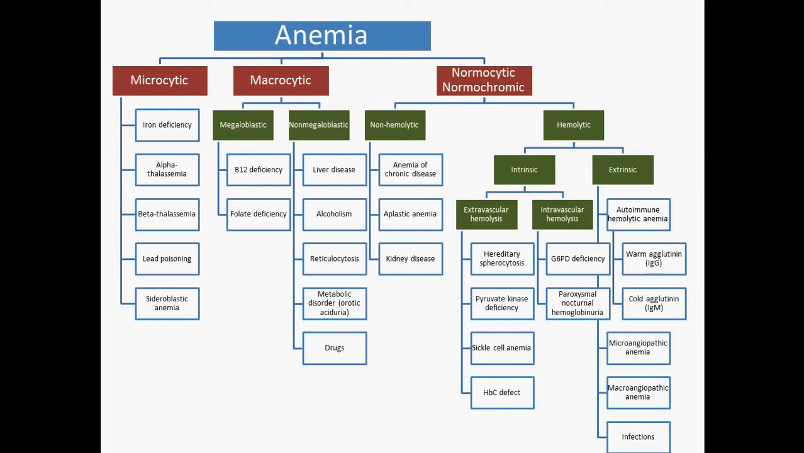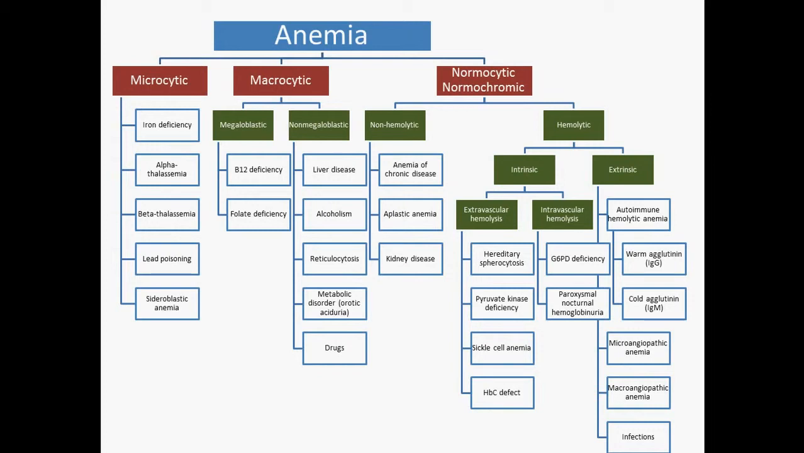And this really isn't even the half of it. There's a lot more types of anemia, but these are the most important conditions. So anemia basically just means that you have either a low number of red blood cells or a low amount of hemoglobin in your blood. So the three major types of anemia include microcytic, macrocytic, and normocytic anemia.